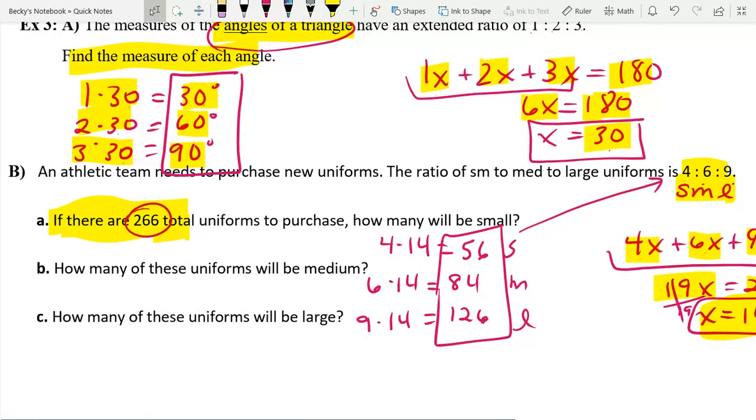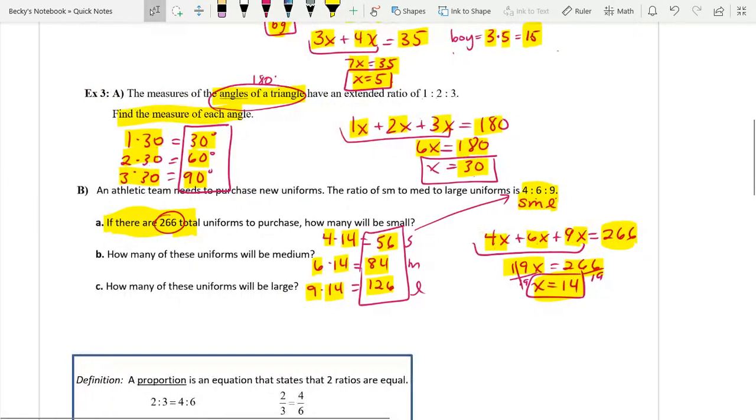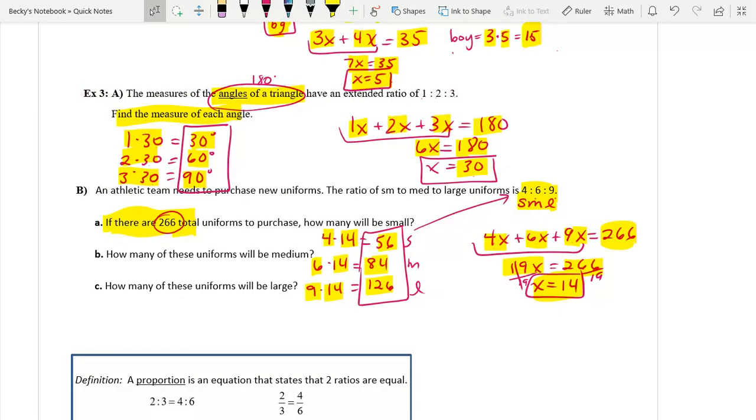Now, you're going to have to plug it back in. So we know small is 4, so 4 times 14 is 56. Medium is 6 times 14, which is 84, and large is 9 times 14, which is 126. So all of these are set up very, very similar.